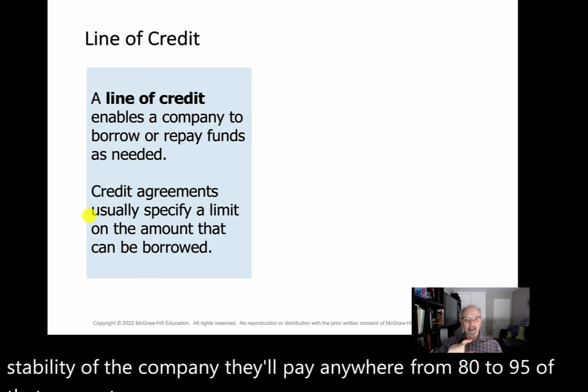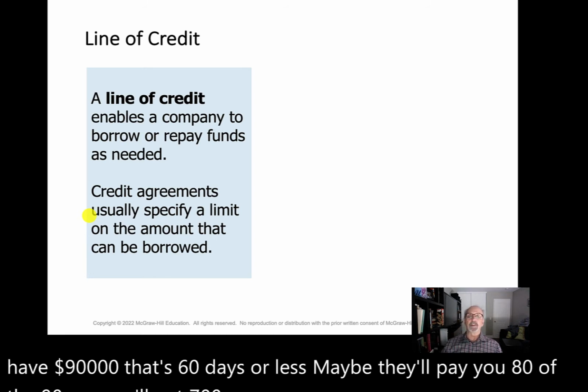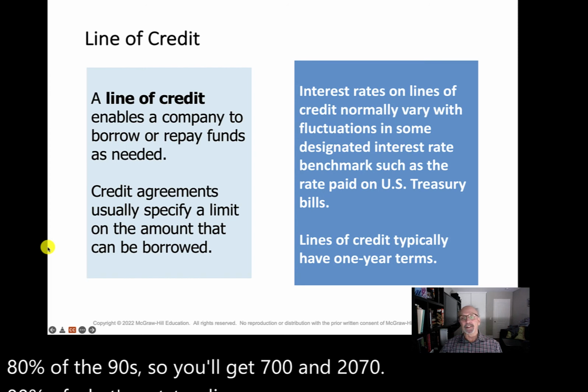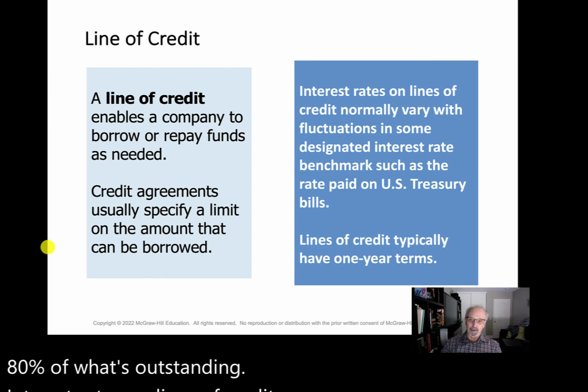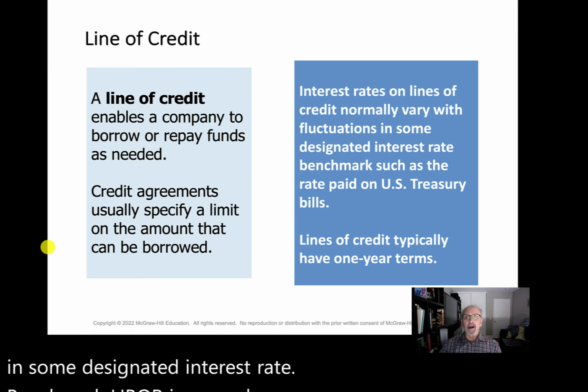So if your accounts receivable are, say, 100 grand, and you have $90,000 that's 60 days or less, maybe they'll pay you 80% of the 90, so you'll get 80% of what's outstanding. Interest rates on lines of credit normally vary with fluctuations in some designated interest rate benchmark. LIBOR is a good one. That's become more and more the standard.